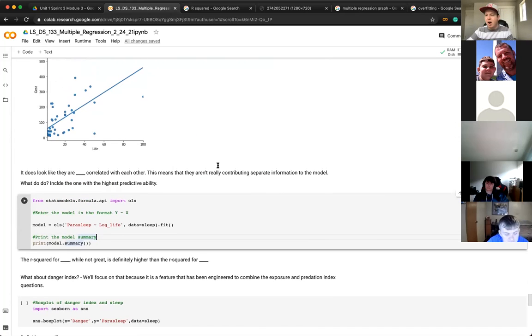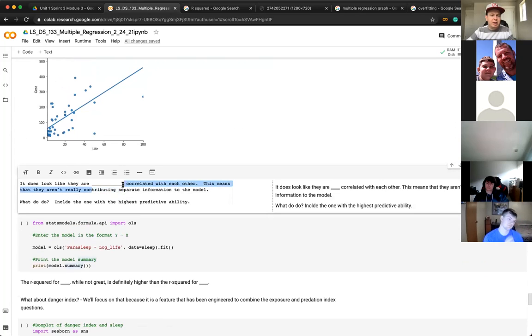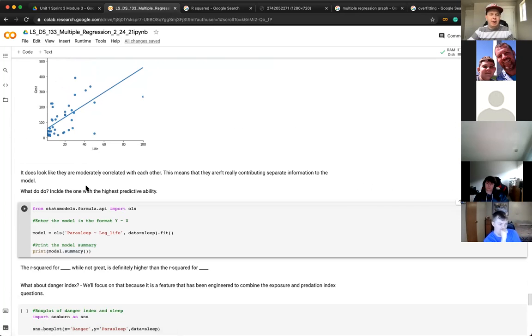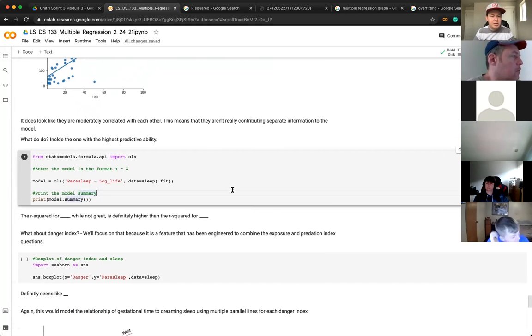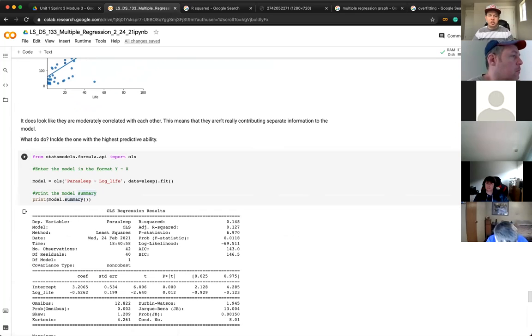It looks like they are, again, moderately correlated with one another. If it was 0.8 or higher, we would say they were strongly correlated. They aren't really contributing separate information to the model. Once we control for one, the other one isn't really saying anything that we didn't already account for. All right, so what do we do? We include just the one with the highest predictive ability, and that's what statsmodels did as well, okay?